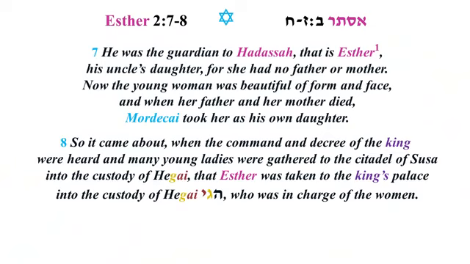Okay, Esther 2:8. So it came about when the command and decree of the king was heard, and many young ladies were gathered to the citadel of Susa into the custody of Haggai, that Esther was taken to the king's palace into the custody of Haggai, who was in charge of the women. This guy Haggai, this eunuch, is going to prepare the women for the king to then choose his new queen.